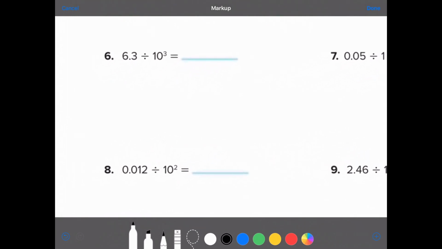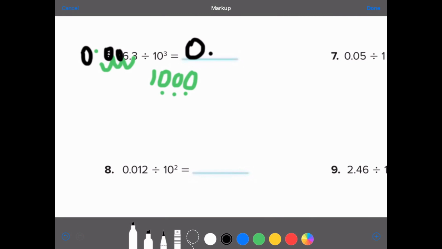Okay, number 6. We need to translate this. 10 to the third is like saying a 1 with 3 zeros. So I have 3 zeros there. So that's how many spots I'm going to move over. 1, 2, 3, decimal. So I know there's going to be a 0 here, a 0 here, and a 0 there. So my answer is going to be 0.0063.